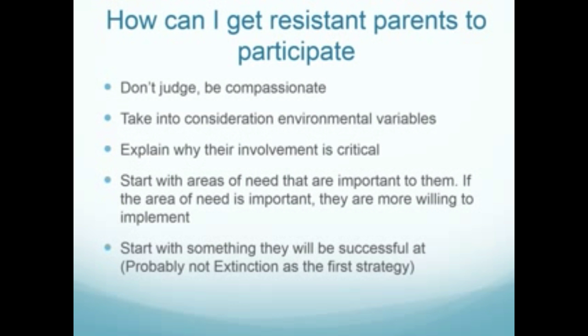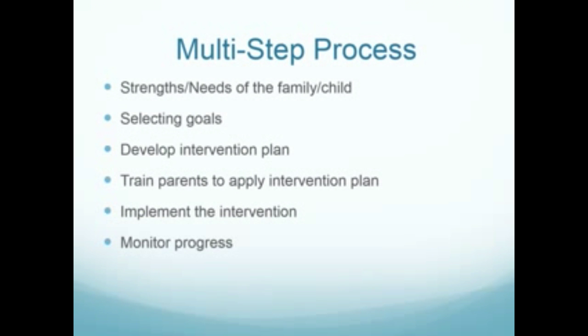All right, so we will move on. Multi-step process. This is kind of what I follow if I'm doing PC. You can always tweak it to fit you. Everybody does things a little bit differently, but this is basically the steps that we would like you to do. So: identifying the strengths and needs of the family and child, selecting goals, develop intervention plan, train parents to apply the intervention plan, implement the intervention, and monitor progress.